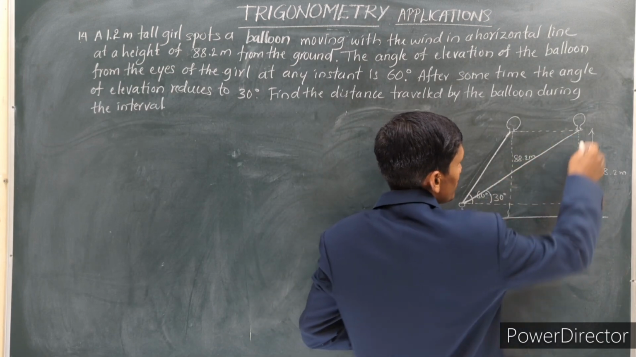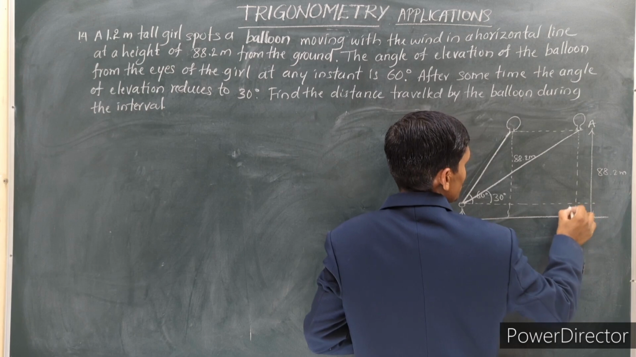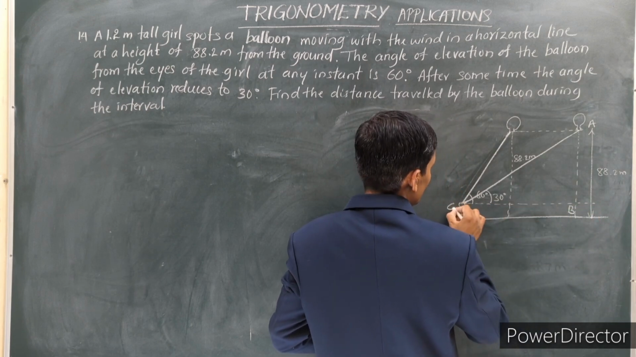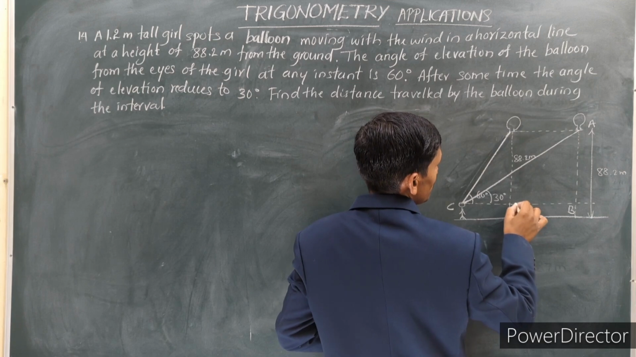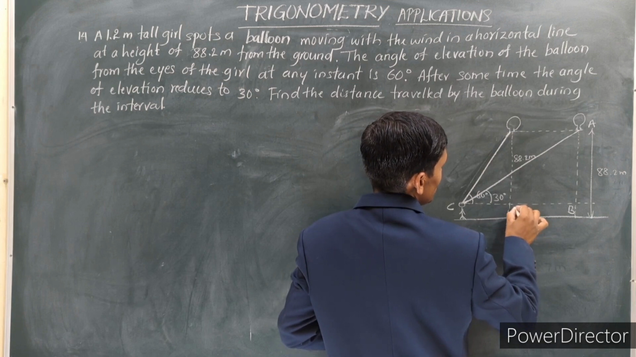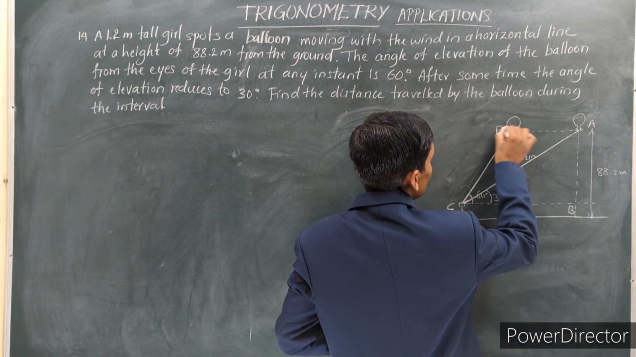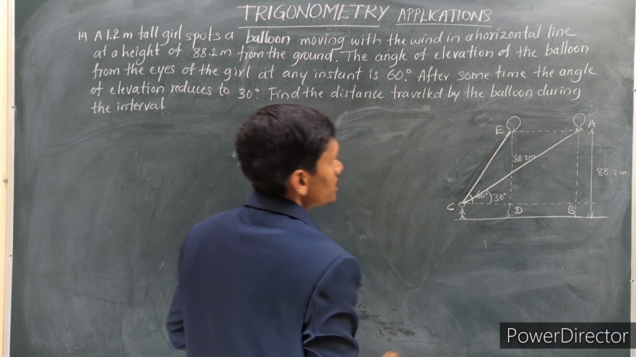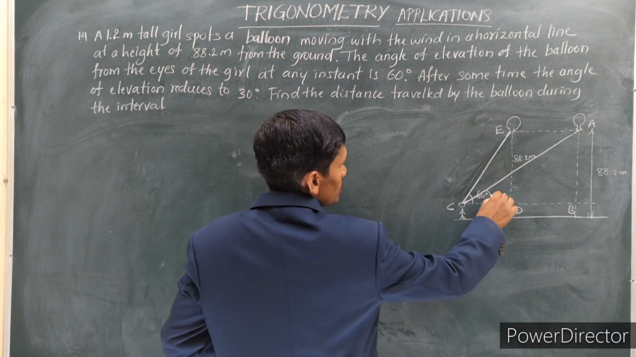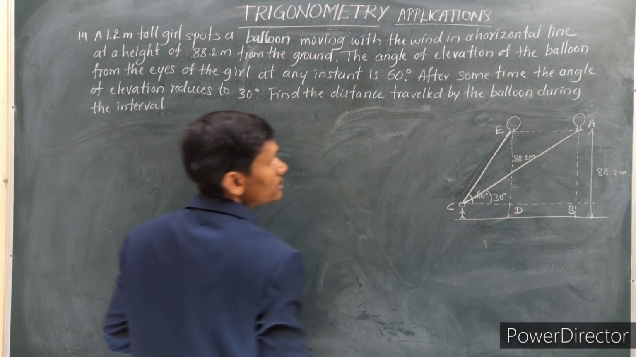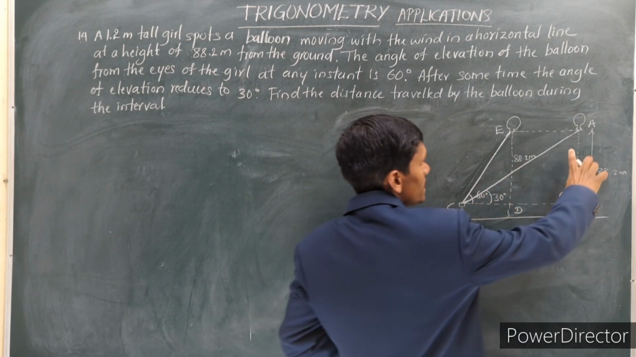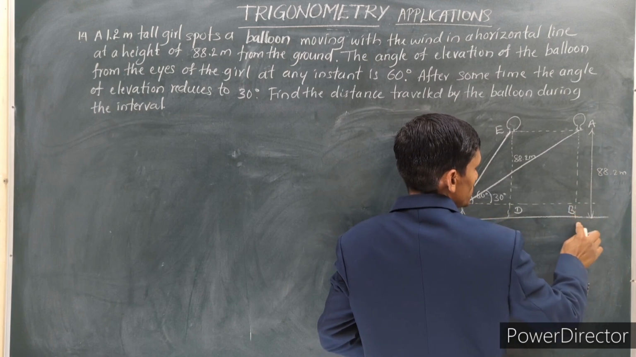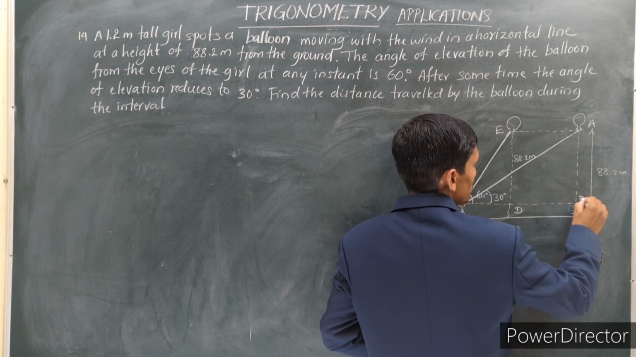So let us name these first: A, B, C, D, E. We will give names like this. Now take it one by one. If you want this side, it is AB, right? Not this one. I am saying till here.